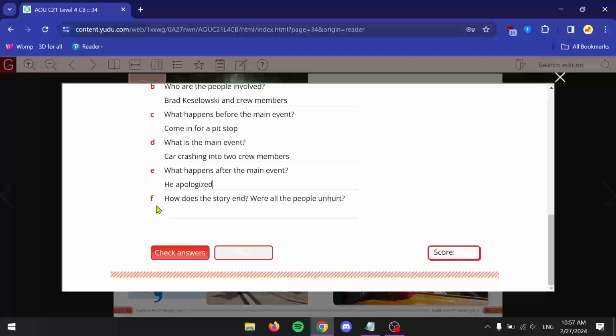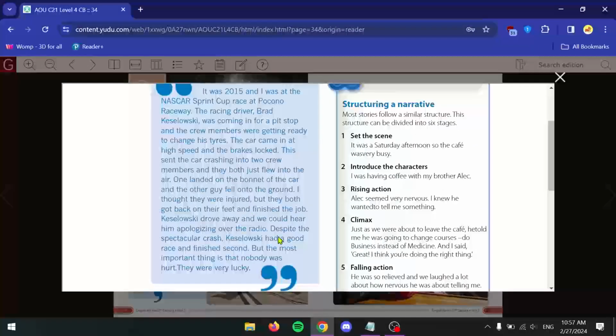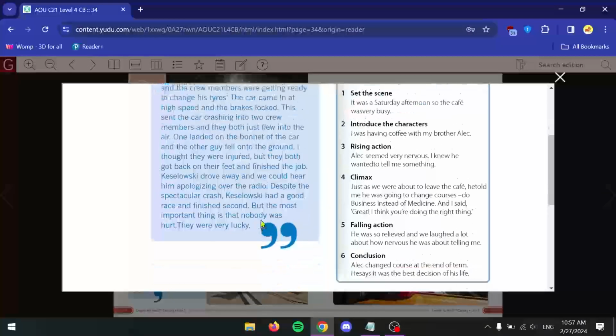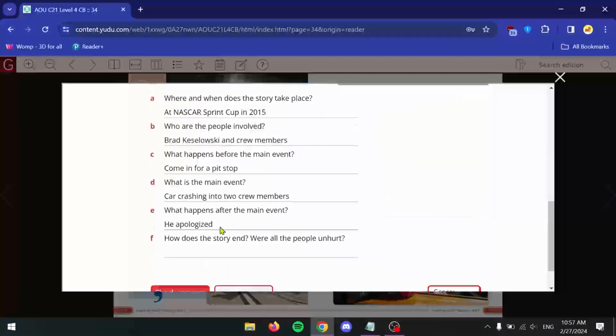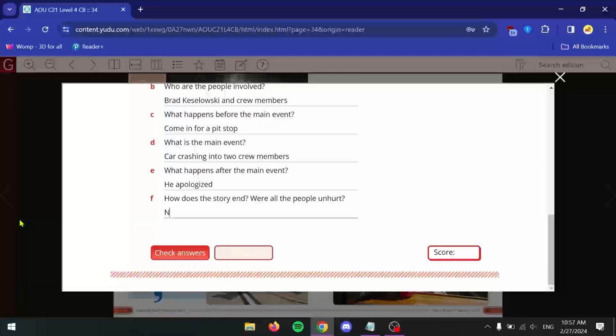And F, how does the story end? Were all the people unhurt? Thankfully, yes. The most important thing, this is our conclusion, if you guys remember. Most important thing is that nobody was hurt. They were very lucky. Let's say nobody was hurt.